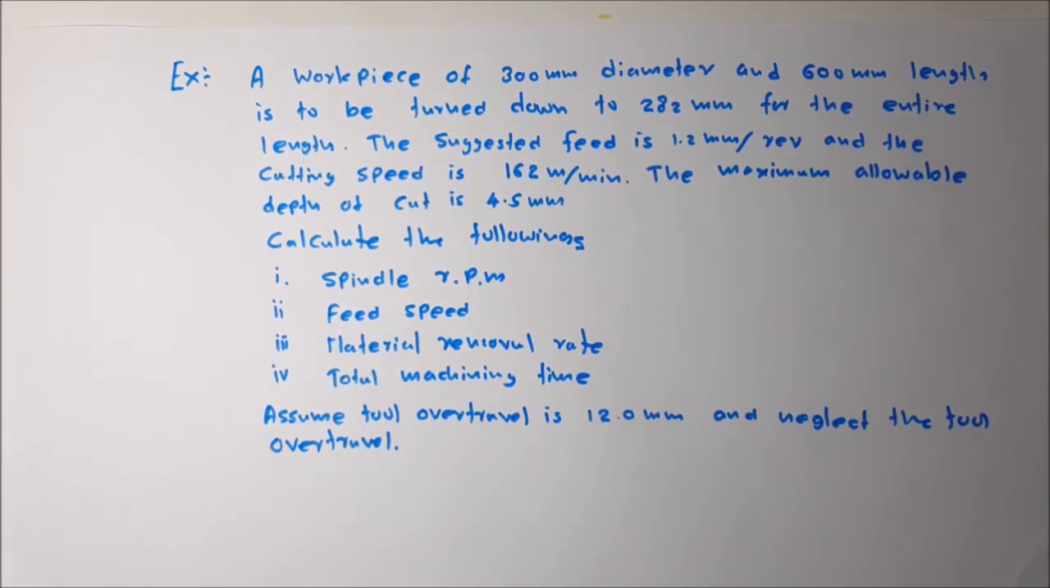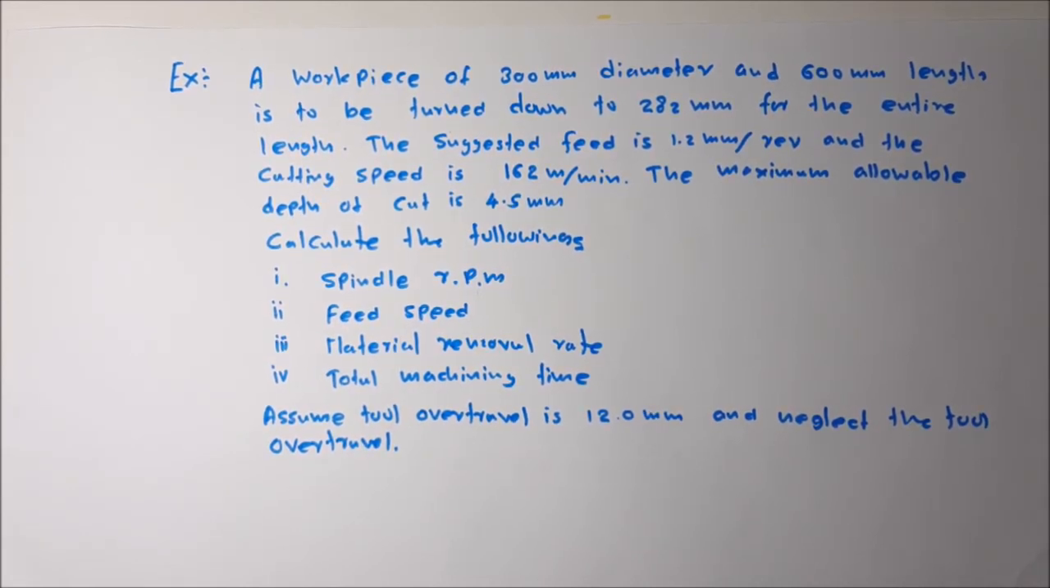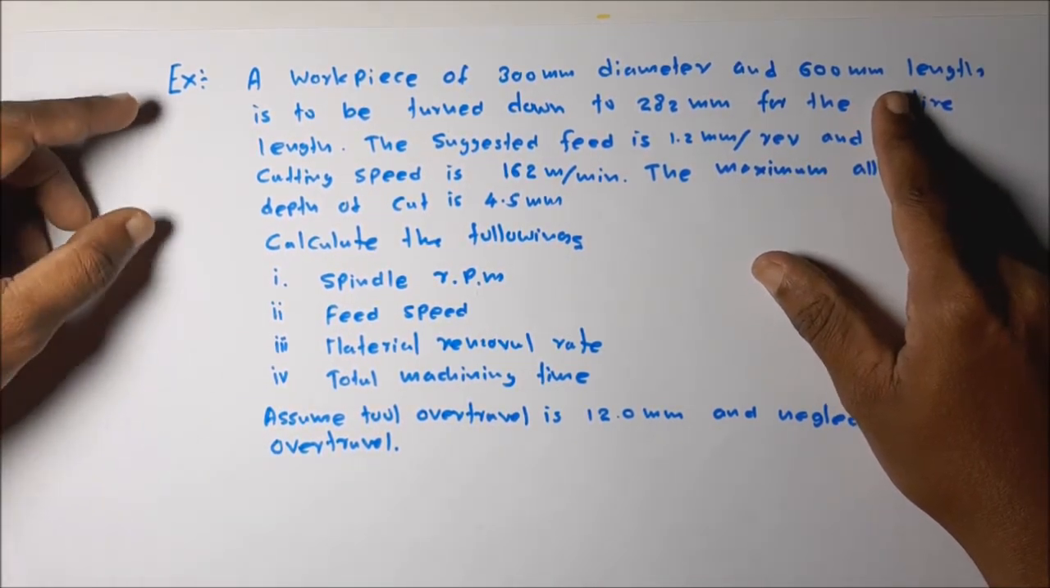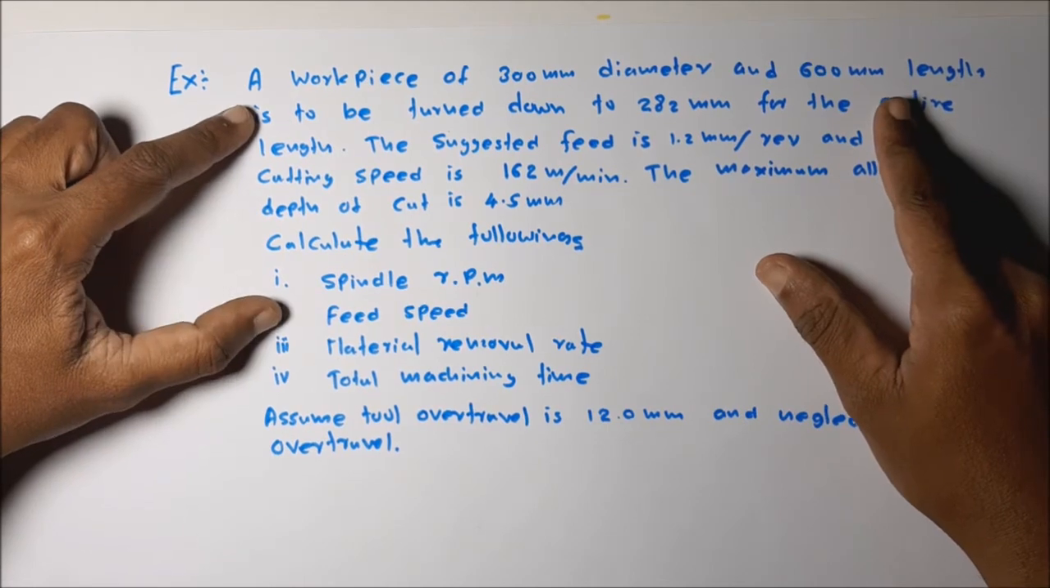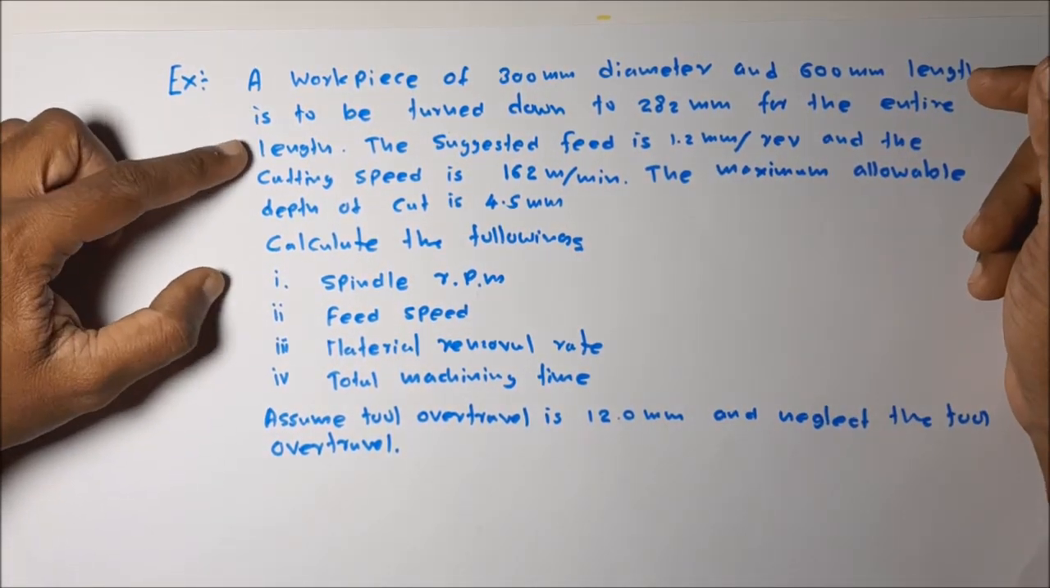Here is the problem we are going to discuss. I'll read this problem. The workpiece of a 300 mm diameter and 600 mm in length is to be turned down to 282 mm for the entire length.